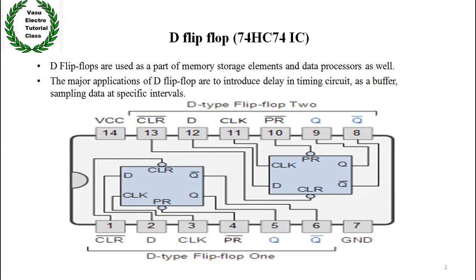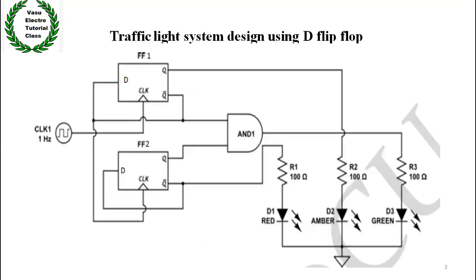Now I will show you the circuit diagram of the smart traffic light and how we design it on Tinkercad. This is the circuit diagram for the smart traffic light using D flip-flop. This is the complete D flip-flop IC, and these are the two flip-flops that I already showed you in the pin configuration.